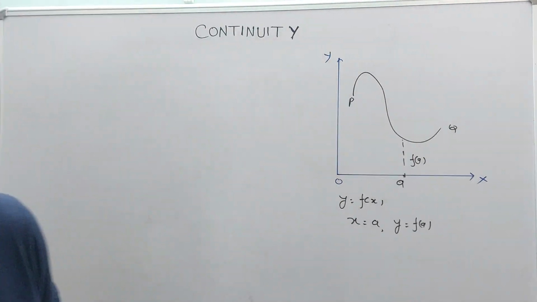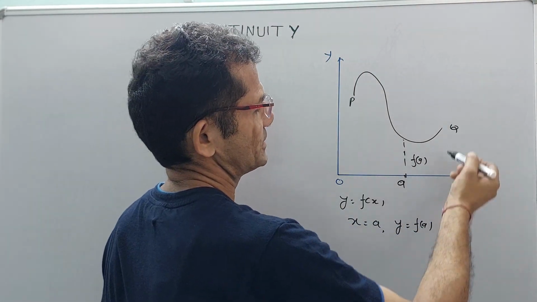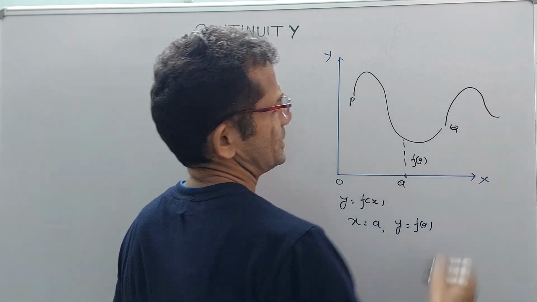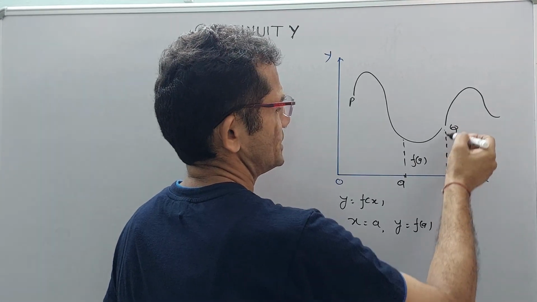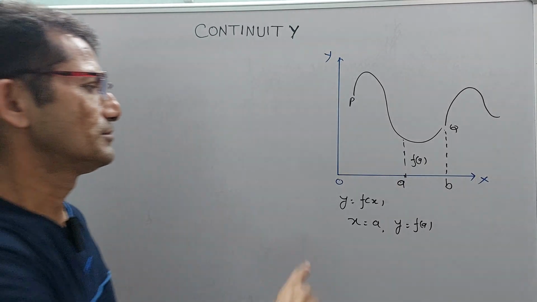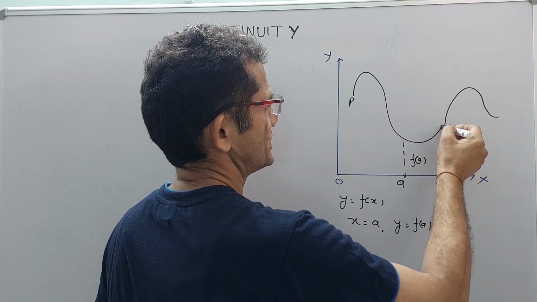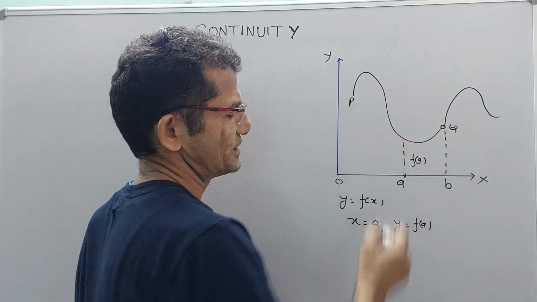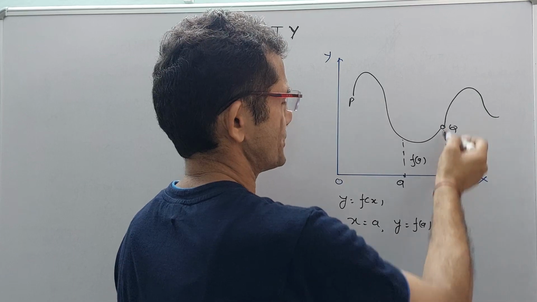suppose for the same graph I make a small gap in the curve. Suppose this is the curve, and this is the curve at the point Q. At the point b there is a breaking point. Breaking means there is some gap here. So we have a gap here. Since there is a gap, at the point b the curve is not continuous.